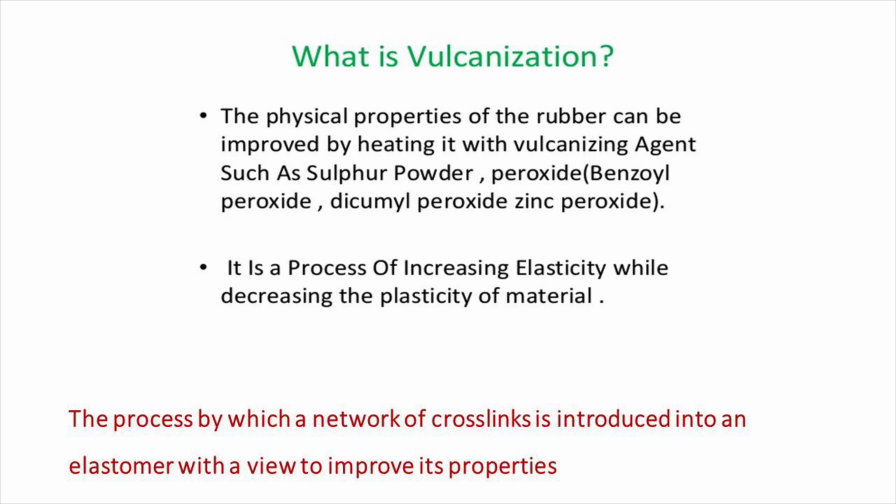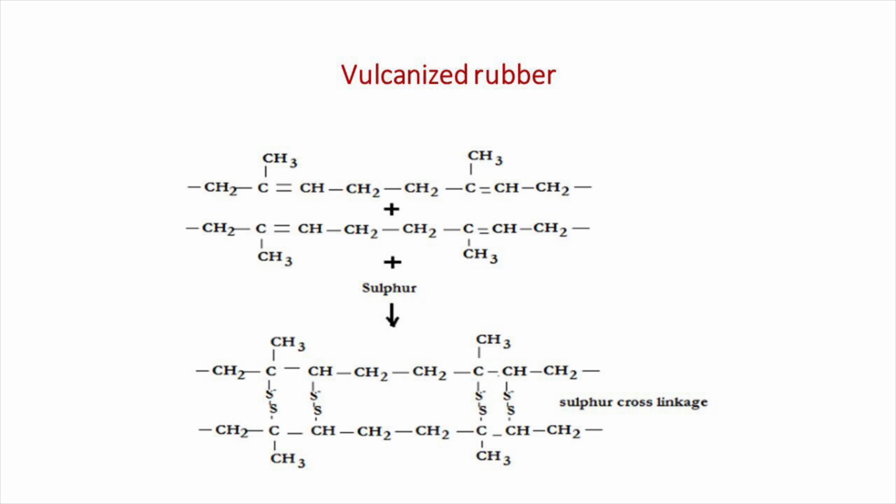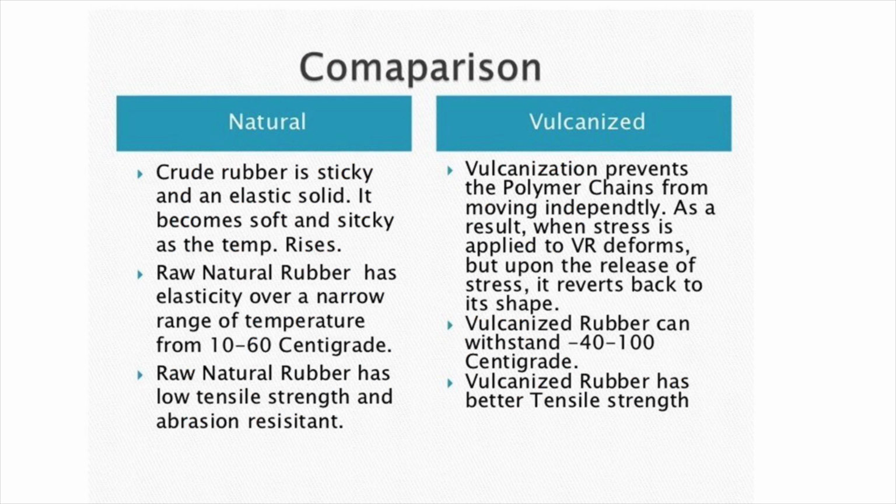Then what do we mean by vulcanization? The physical properties of rubber can be improved by heating it with a vulcanizing agent such as sulfur powder, or peroxides like benzoyl peroxide, decyl peroxide, zinc peroxide, etc. It is a process of increasing elasticity while decreasing the plasticity of the material. The process by which a network of crosslinks is introduced into an elastomer with a view to improve its properties is called vulcanization.